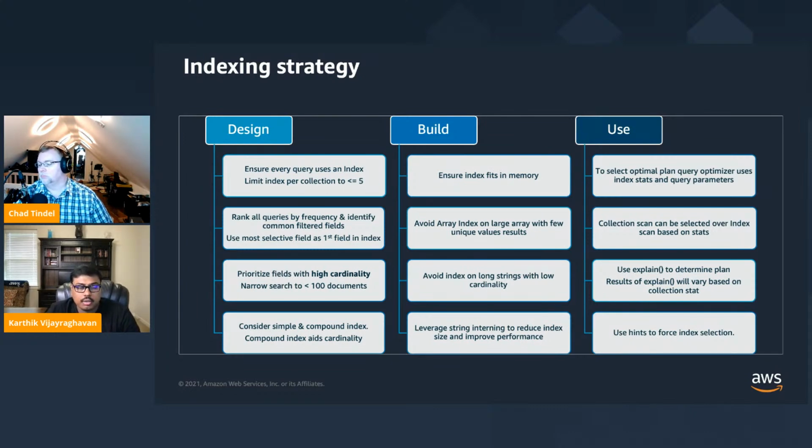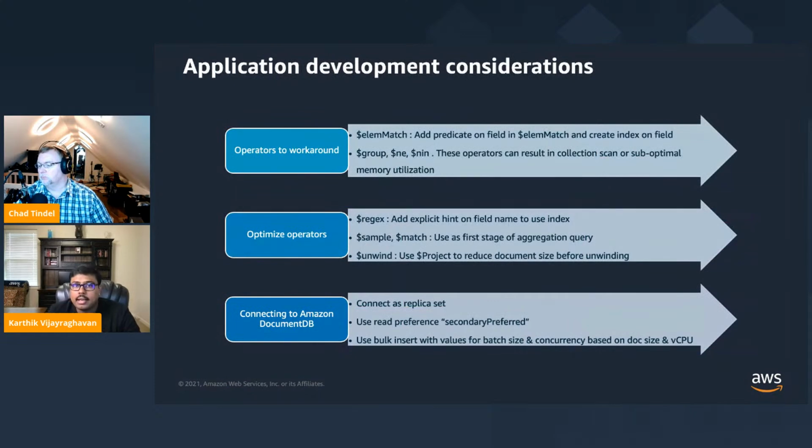Right, so those are all the indexing strategy and some of the tips and techniques for optimizing your indexes. Let's talk about application development. What are the things you should be considering when developing an application? Again, this is going to be specific to the queries that you're using. You should understand that there are certain operators where applying some workarounds will help with increasing performance.